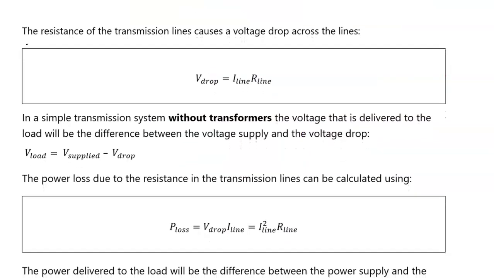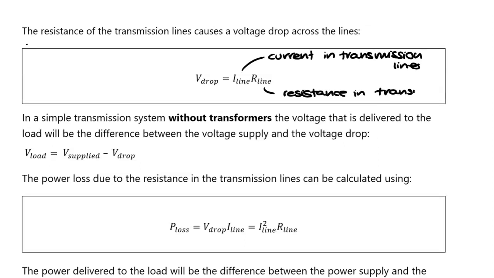The resistance of the transmission lines causes a voltage drop in the lines. Now, how can we calculate that? The voltage drop, which we mentioned before, can be found using two quantities: the current in the line, I line, and the resistance in the line, R line. So current in transmission lines, resistance in transmission lines. That's not too bad.